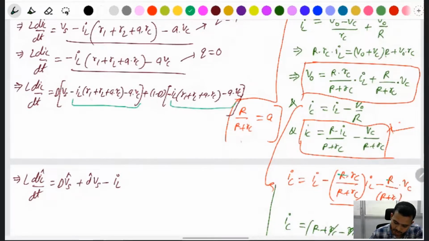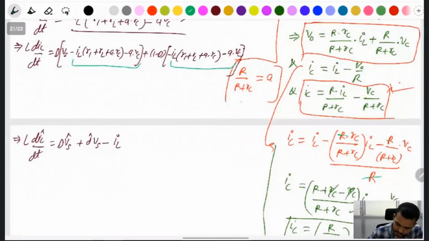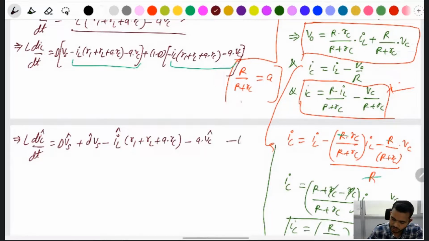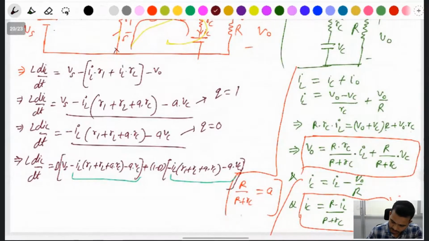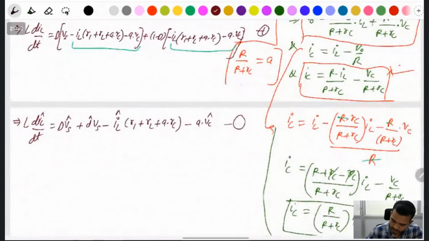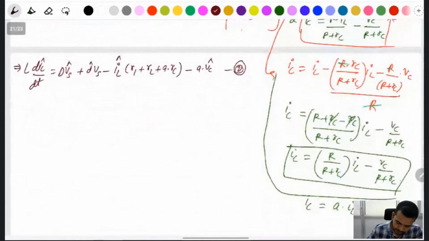Since this portion and this portion are common for both, it means that d cancels out, only this portion is remaining. Then you find IL is equal to IL plus IL cap, and D is not present in this equation, only IL cap is present, and we find R1 plus RL plus A into RC, and this one is VC minus VC is VC cap. This is only question number first. Sorry, this one is question number. Take this one as the first. Take this one second.